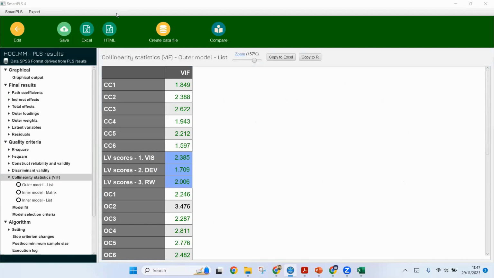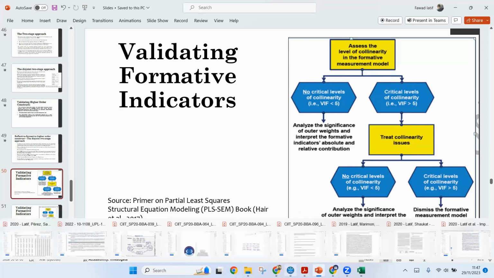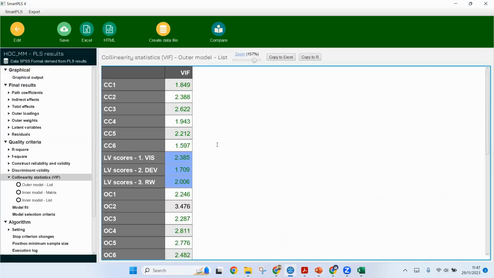Yes, this is the disjoint two-stage approach. Embedded is not preferred most of the times now, so go for the disjoint two-stage approach. What is the disjoint two-stage approach? I'll explain. Now, this is 2.385, this is 1.709, this is 2.006. How would I know whether this is acceptable or not? According to this book by Hair et al., there are no critical levels of collinearity if your VIF values are less than 5. So are these values less than 5? Yes, they are. So there is no issue of collinearity.